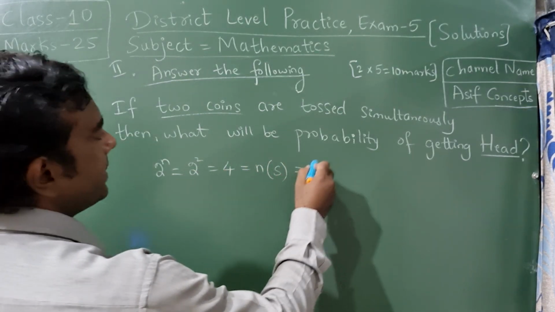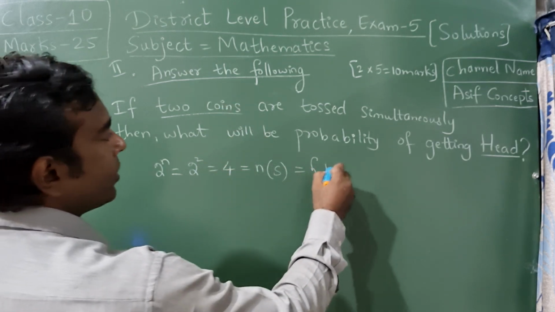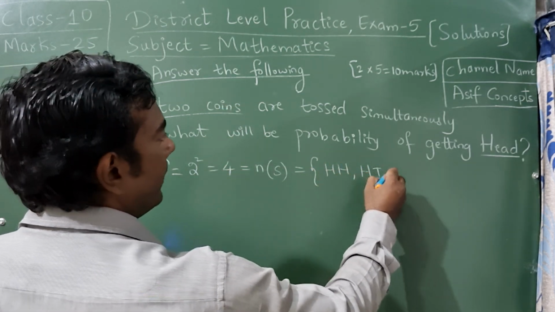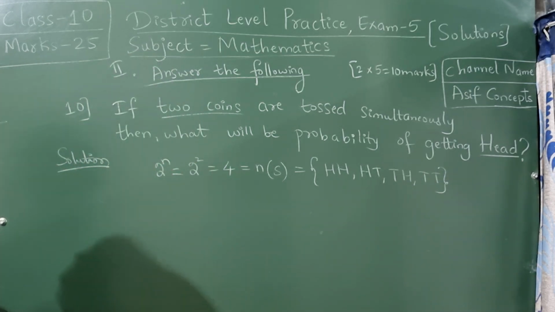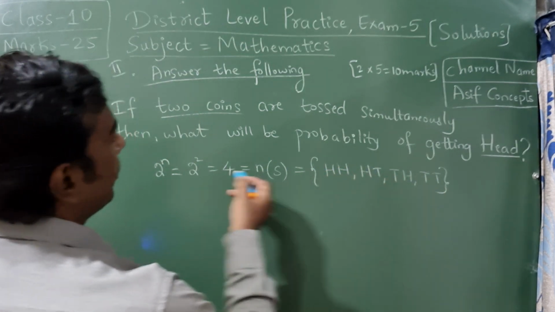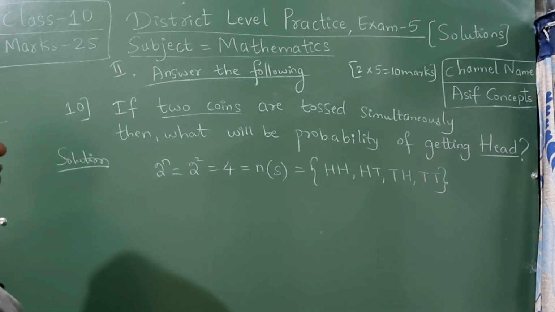So how can you write this? Since it is a coin, so head head, head tail, tail head, and tail tail. Fine. So there are 1, 2, 3, 4. So total number of outcomes is 4.